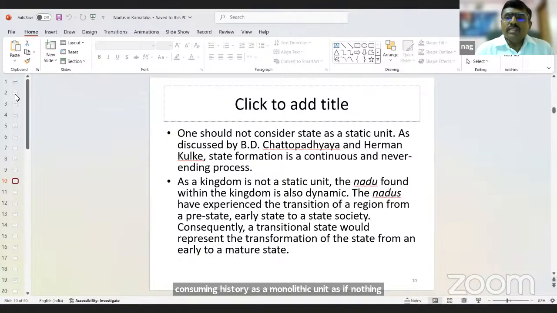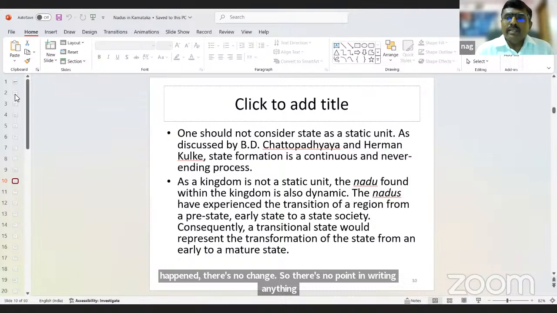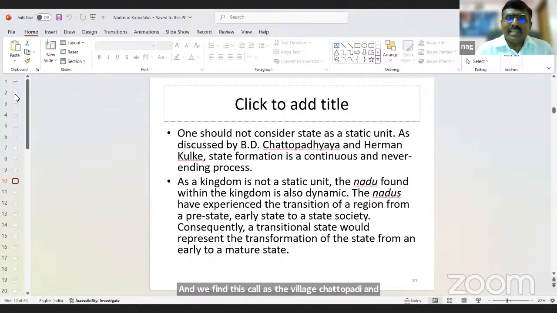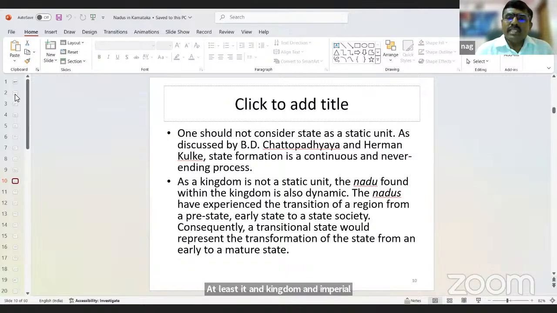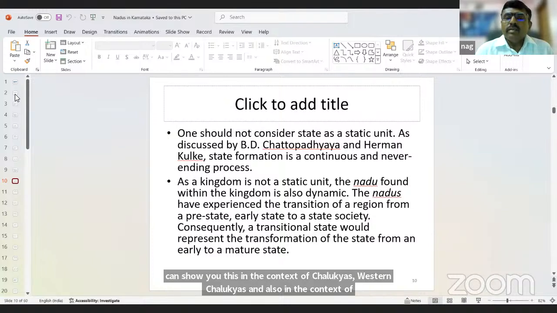And we find scholars like B.D. Chattopadhyay and Hermann Kulke studied state formation as a continuous and never-ending process. There are various phases of state formation, where Hermann Kulke talks about the early state, kingdom and imperial state. So we find various stages of state formation. We can study this in the context of the Western Chalukyas, and we can even study the Rashtrakutas, for example.